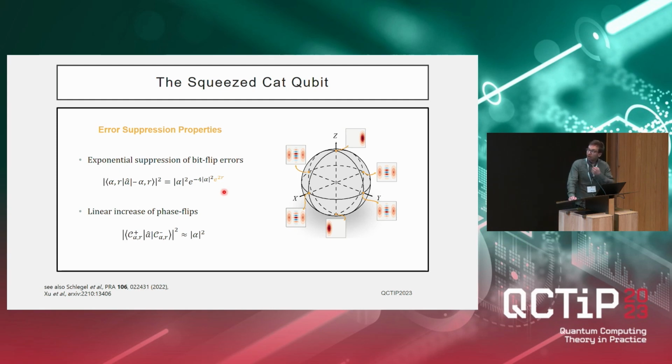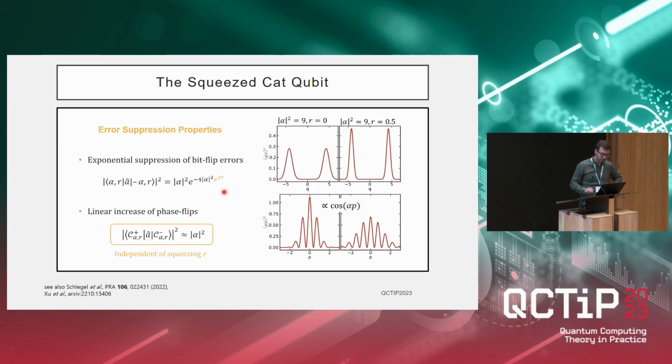So you might think we haven't solved anything, but actually we have solved something, because if you look closely, the parameter r doesn't appear. So now you have two independent parameters, the squeezing and the size of the cat, which allow you to tune the bit flip error rate and the phase flip error rate kind of independently. But again, it's not so obvious that the parameter r doesn't appear there. So let's think about this again in this wave function picture.